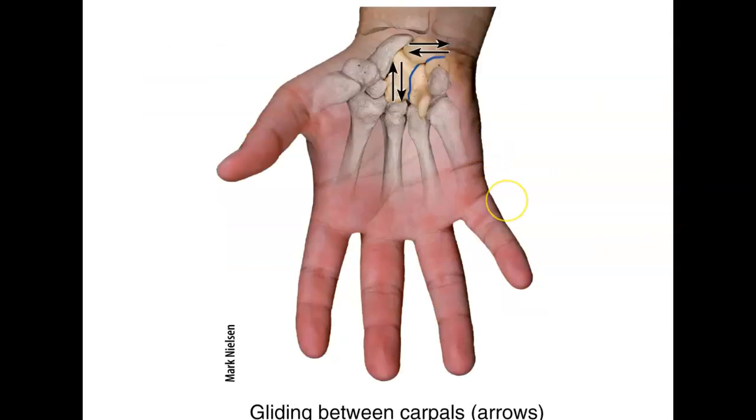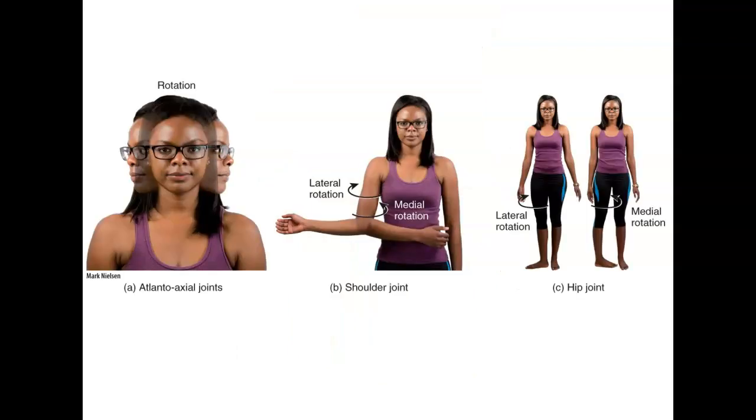We also have gliding joints. These are joints between bones like the carpals, where the bones glide across one another. Another kind of joint that we have is the atlantoaxial joint. It's also known as a rotation joint or a pivot joint, and that's located right there at the neck. So you can see this lady moving her head from side to side in a rotation.